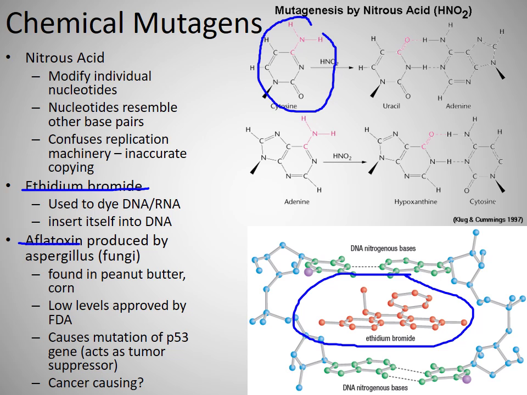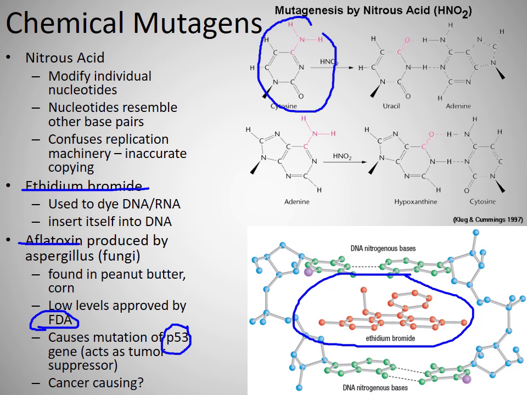Aflatoxin, right, is produced by specific molds and fungi. All right, this is found in peanut butter and corn. Again, aflatoxin has been approved by the FDA, and what aflatoxin can do is cause mutations, specific mutations to this gene P53 here. P53 is a tumor suppressor gene. Okay, it's kind of like the angel gene.